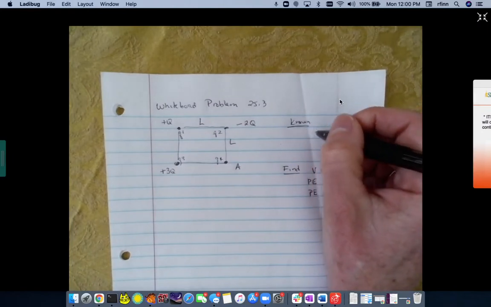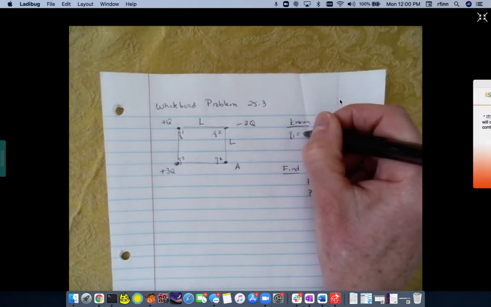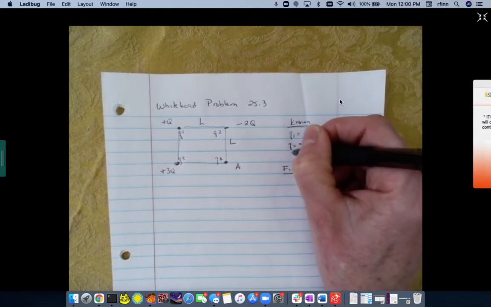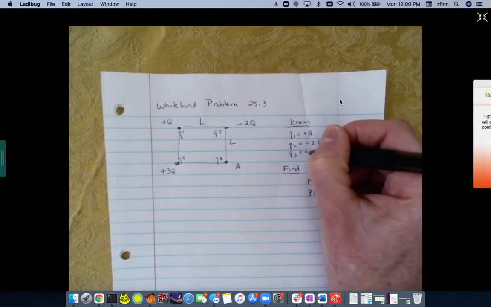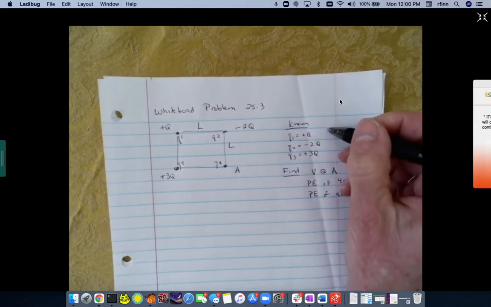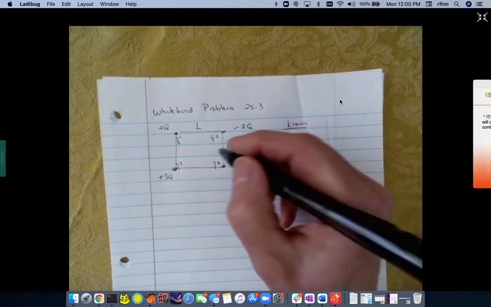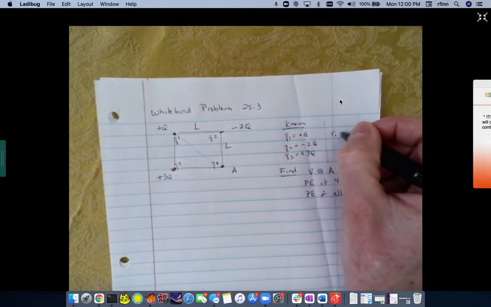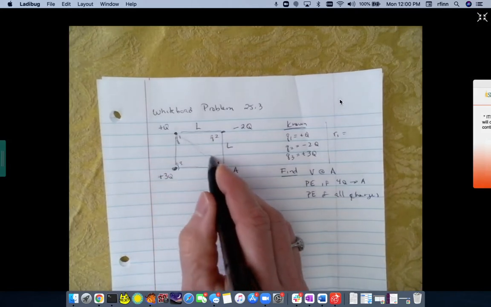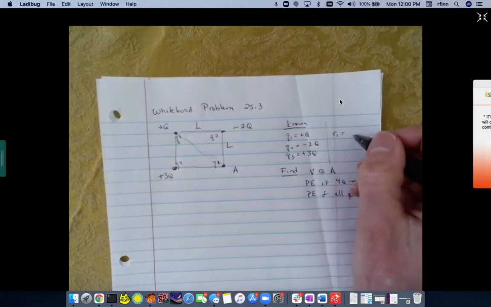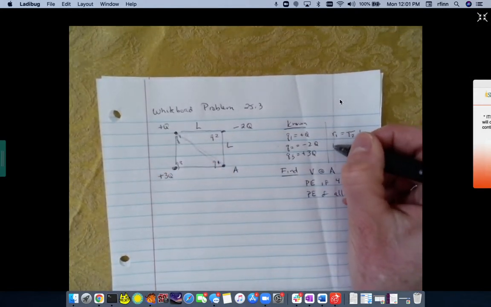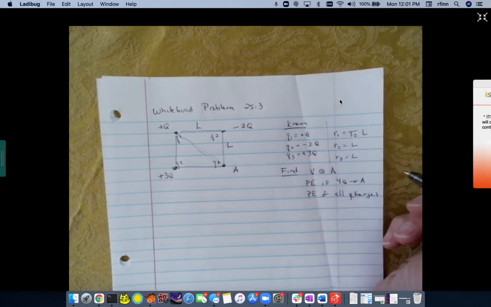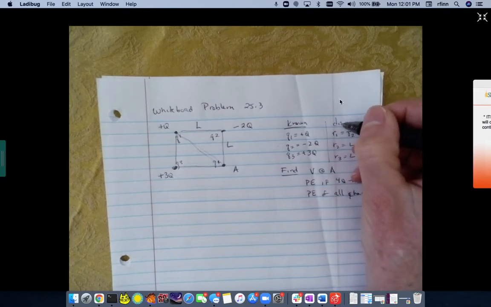Okay, so we know Q1 is plus Q. We know Q2 is minus 2Q. And we know Q3 is plus 3Q. We need to know the distances from all of these, right? So R1 is going to be the square root of 2 times L, because it's the diagonal of the square. R2 is L, and R3 is L. These are the distances to point A.